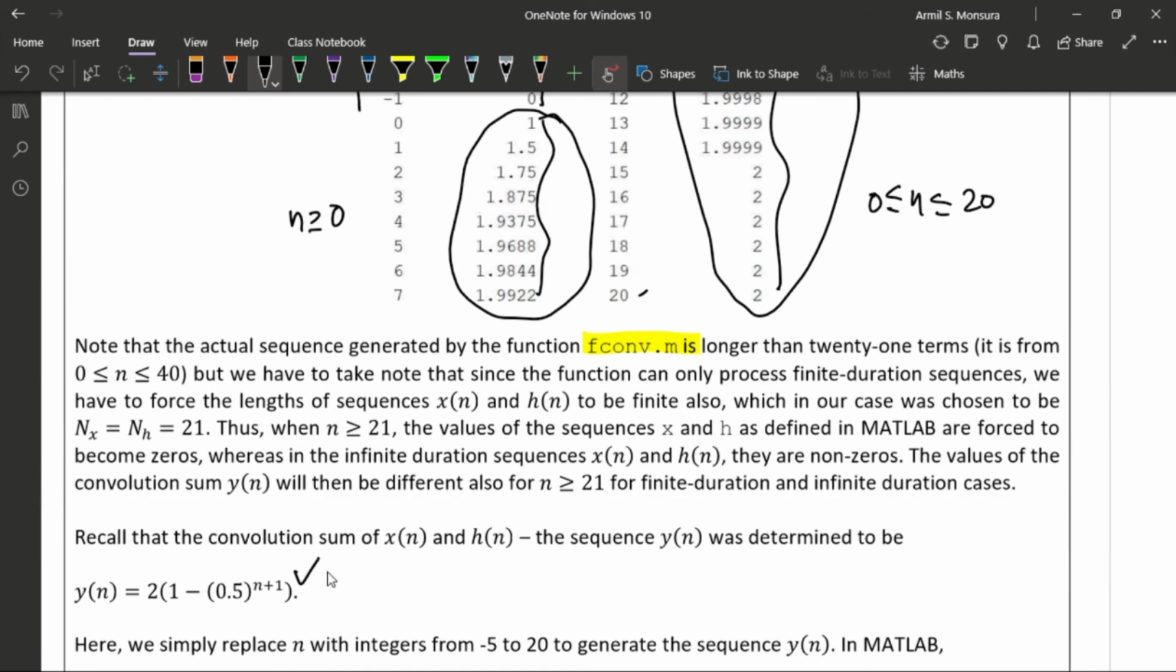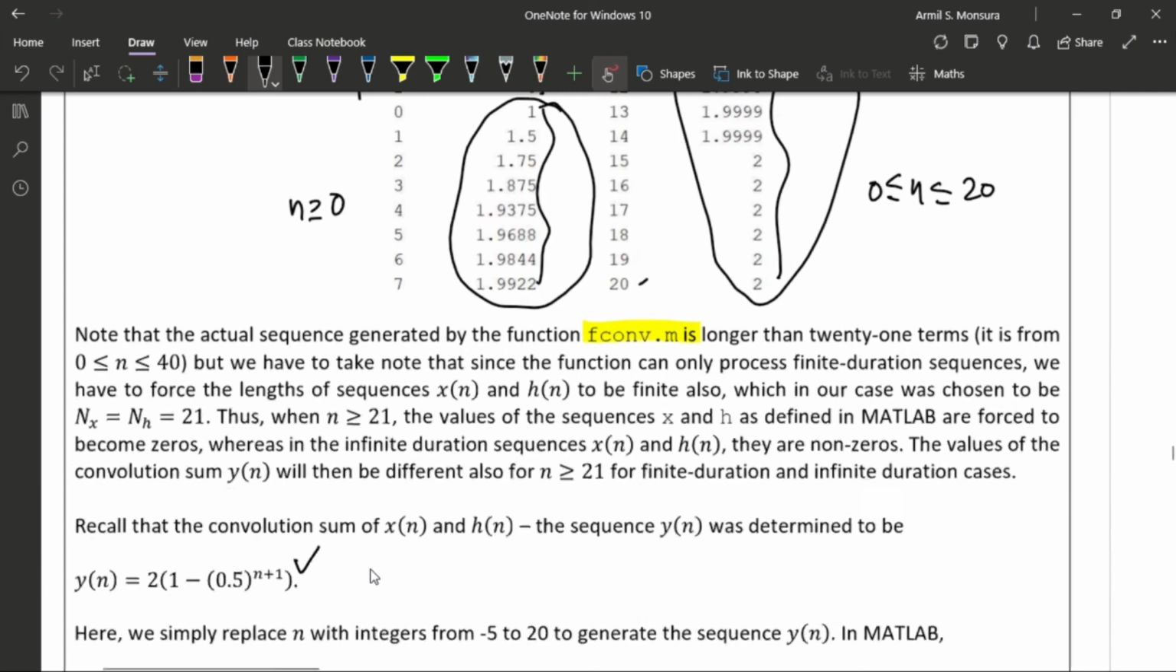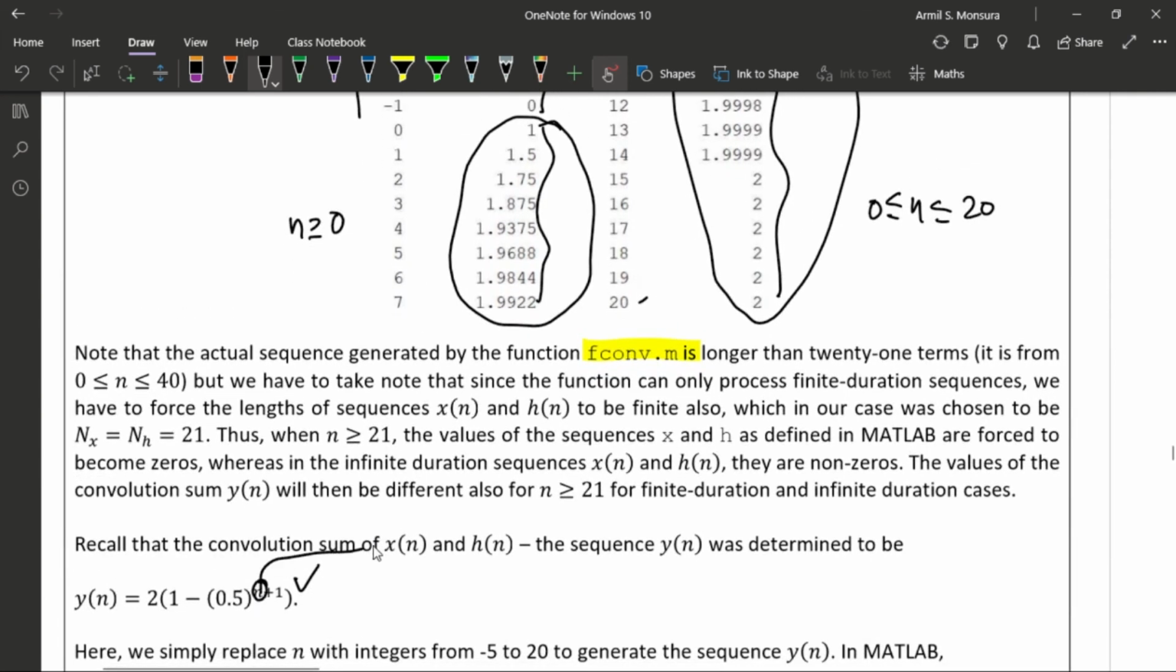Okay, ito yung naging result nung analytic solution nung convolution sum natin for two infinite duration sequences. Okay, so ang gusto kong mangyari is that I'll replace n with 0 to 20. And of course yung negative 5 hanggang negative 1, it should imply na dapat 0 siya. Again, nabanggit natin kanina, or it was stated earlier that y of n here is defined for n greater than or equal to 0. So ibig sabihin, for n less than 0, yung y of n niyo ay 0.